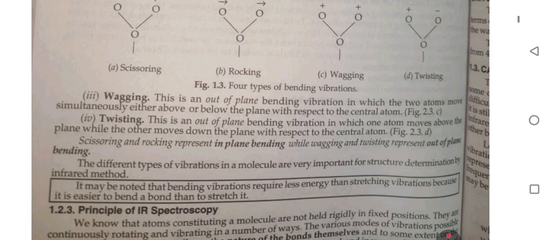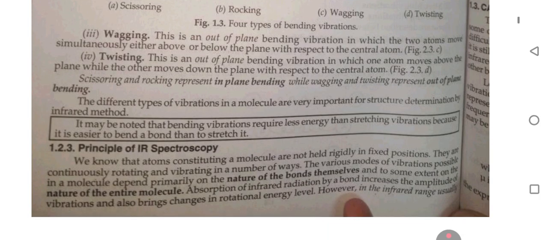Third, wagging: it is an out-of-plane bending vibration in which the two atoms move simultaneously either above or below the plane with respect to the central atom. Fourth, twisting: this is an out-of-plane bending vibration in which one atom moves above the plane while the other moves down the plane with respect to the central atom. Scissoring and rocking represent in-plane bending, while wagging and twisting represent out-of-plane bending. The different types of vibration in a molecule are very important for structure determination by the infrared method. It may be noted that bending vibration requires less energy than stretching vibration because it is easier to bend a bond than to stretch it.